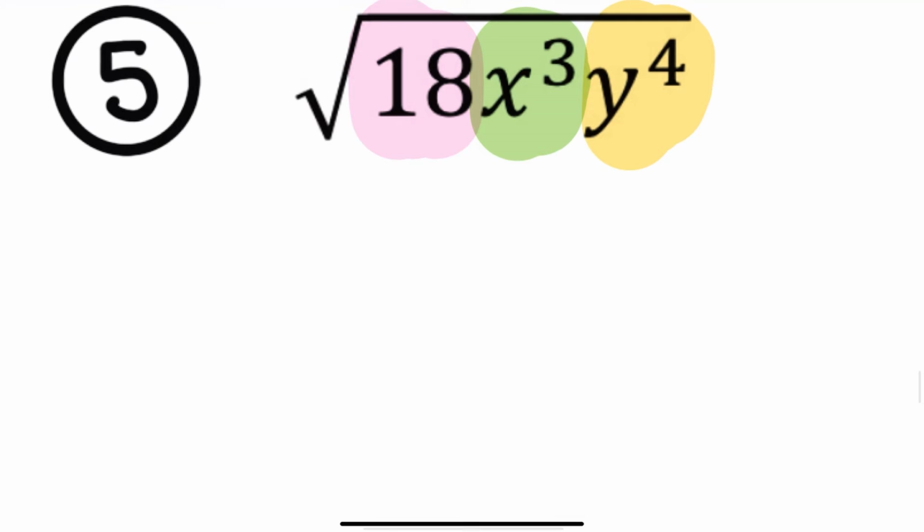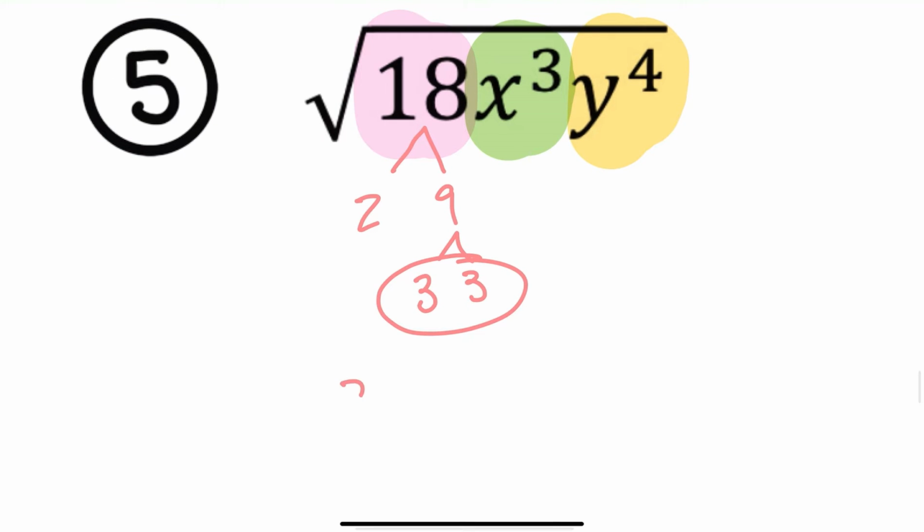So I have 18 here. I want to factor that first. Let's see, I know 2 and 9 will give me 18. That 9 we could take even further, and I found a pair. So I know that a 3 is going to be coming out of this, and then whatever is left over is going to stay inside. That looks like it's a 2. So I have 3 square root 2 for 18.